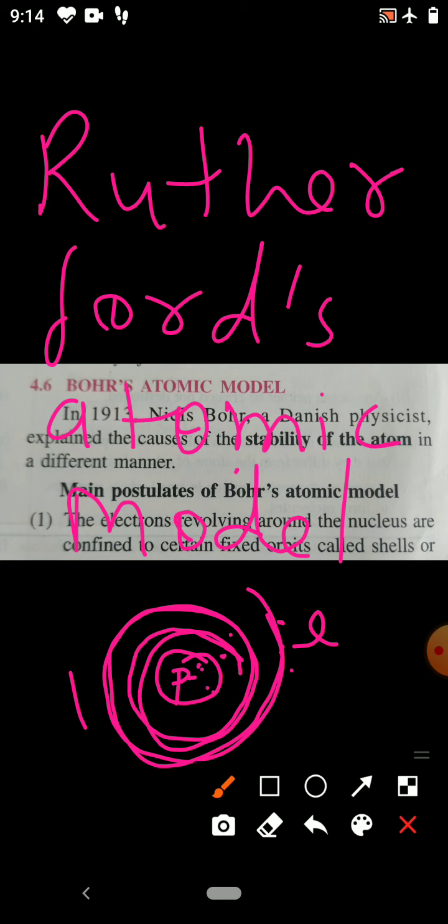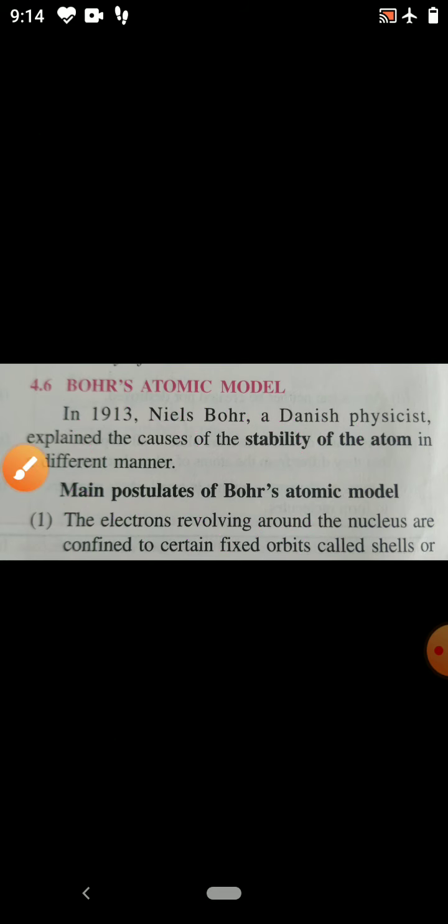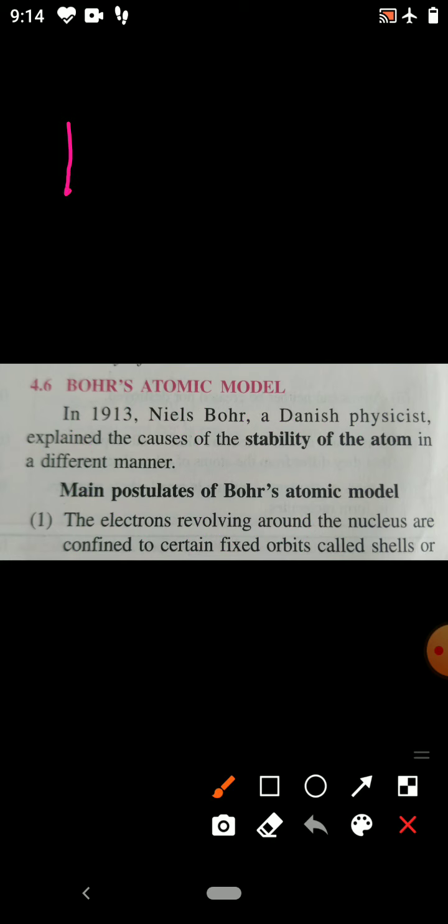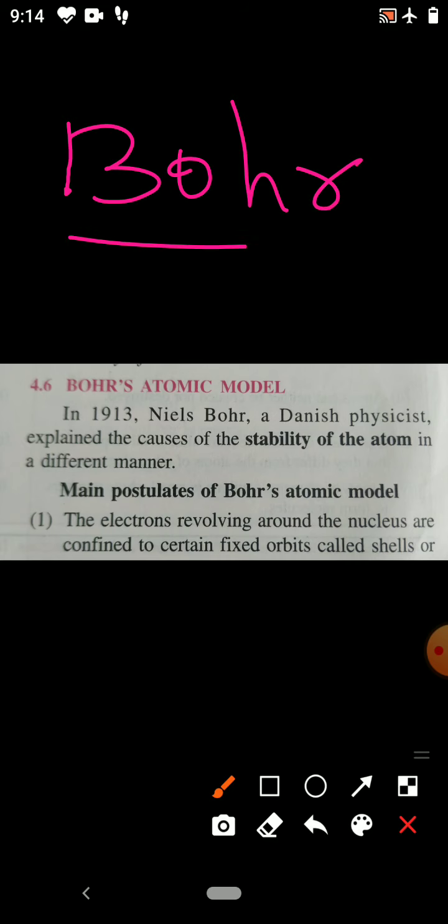But the atom is stable. It means some problem is in Rutherford's atomic model. Rutherford could not explain the reason for it. Then another scientist, Bohr, proposed an atomic model that is called Bohr's atomic model.